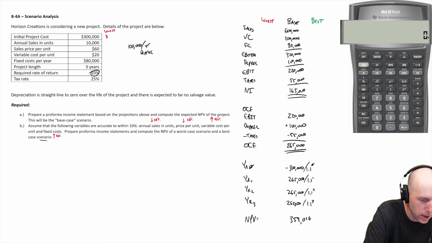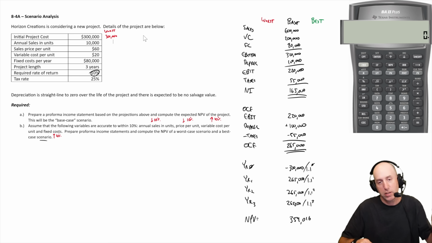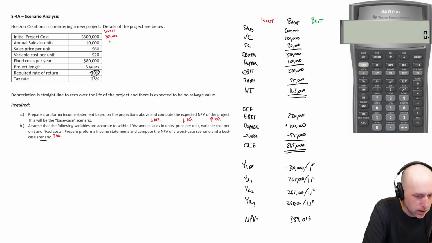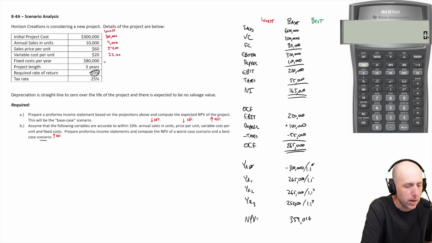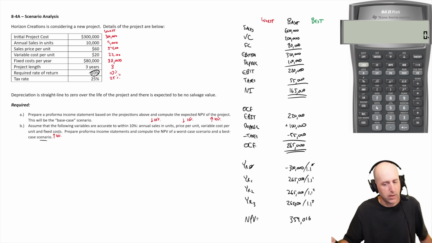So worst case scenario, our project still costs $300,000. By the way, that's another variable we could change. We could make the project cost more or less, right? Projects overrun in costs all the time. Annual sales in units, well, again, worst case scenario is 9,000. Sales price, well, 10% down from that is $54. Variable cost rising by 10% is $22. Fixed cost rising by 10% is $88,000. Our project length is 3 years, 10% required rate of return, 25% taxes, even in the worst case.